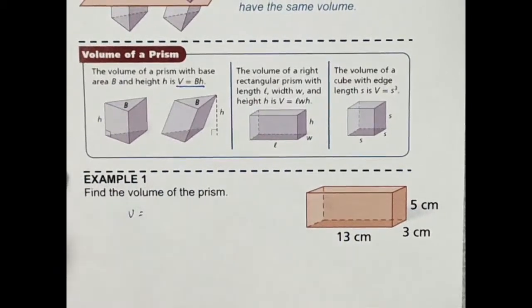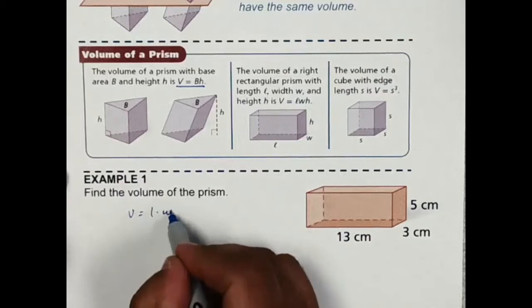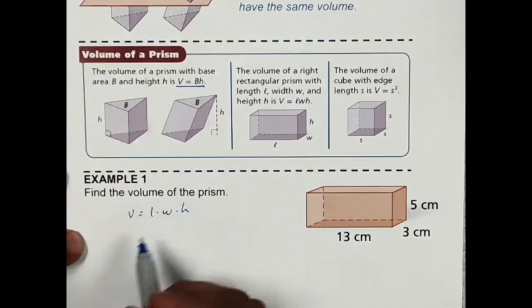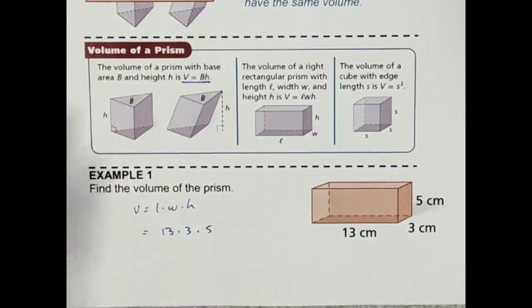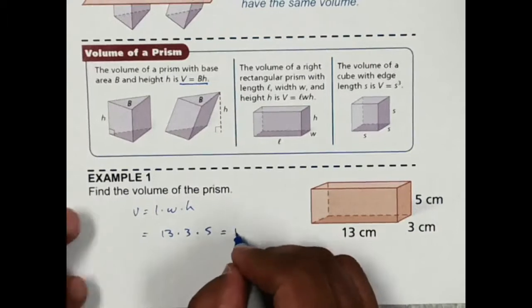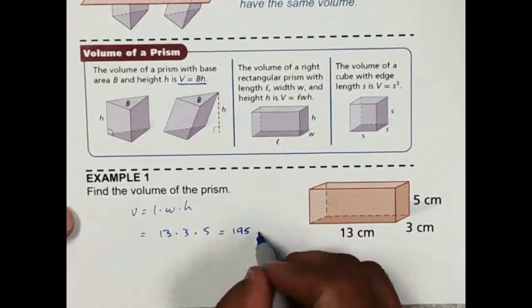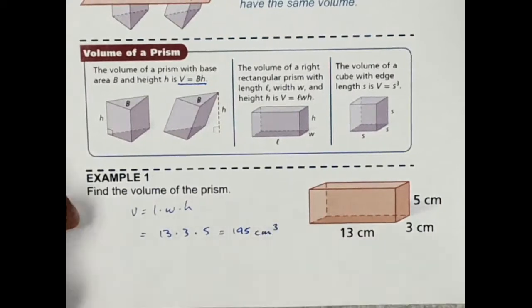Volume is equal to length times width times height for this thing. So that is going to be 13 times 3 times 5, which is going to come out to 195 centimeters cubed.